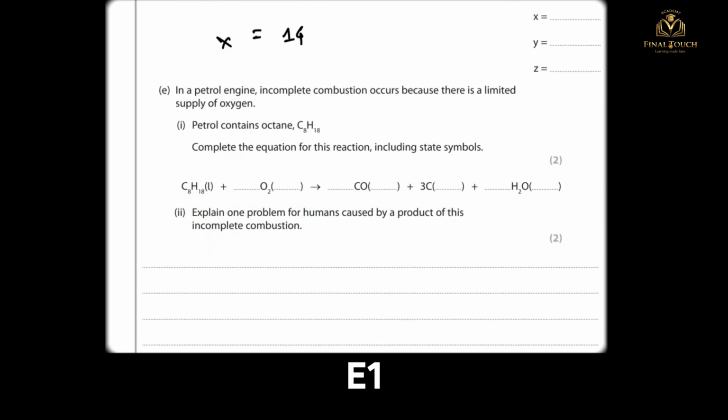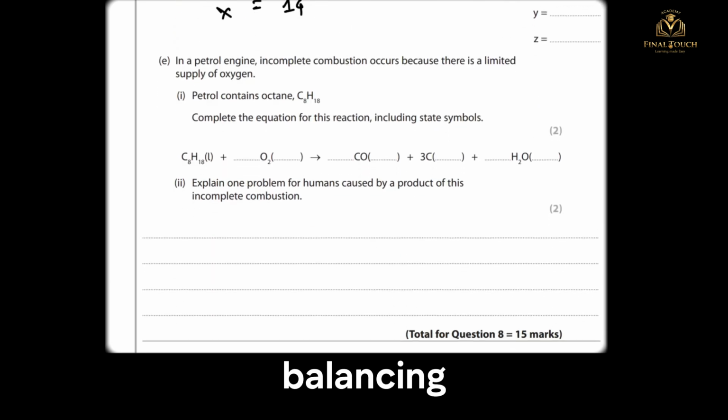Moving on to E1, it's about balancing, and I believe they told us to include the state symbols. Pretty simple. So we have oxygen, this is gas, carbon monoxide, this is gas as well. Carbon, that's solid, H2O, that's liquid. If we were to balance it, there's 8 carbons, so there's 3 already given, we can just write 5. There's 18 hydrogen, we can just write 9. 9 into 2 is 18.